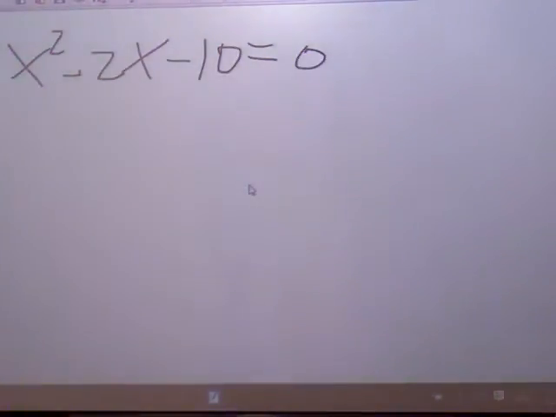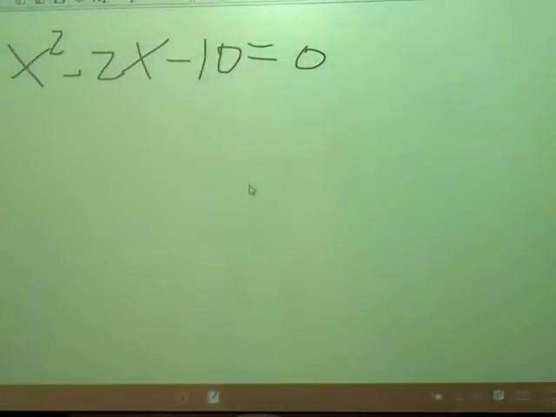My first term has to be a perfect square. Is x squared a perfect square? Yes, x times x. Very good. My last term has to be a perfect square. Is 10 a perfect square? No. Okay, so that's where we'll start. Remember that's ax squared plus bx plus c. So my c, 10, is not a perfect square, so I call that a bad c.